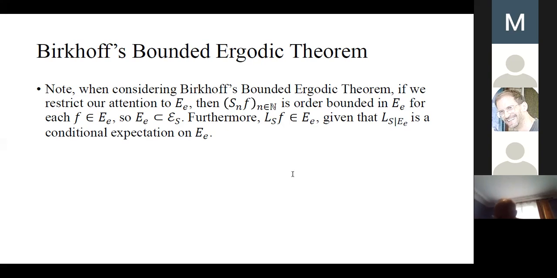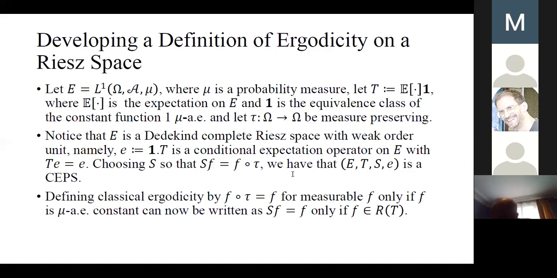Okay, but let's now see when we apply this to the classical case. If we consider a probability space (Omega, A, mu), we let E be L1 over (Omega, A, mu). We have that E is a Dedekind complete Riesz space. And if we let T be the expectation multiplied by this bold one, then T is a conditional expectation operator on the Riesz space E. And this one, the equivalence class of the constant function one almost everywhere, is our weak order unit.